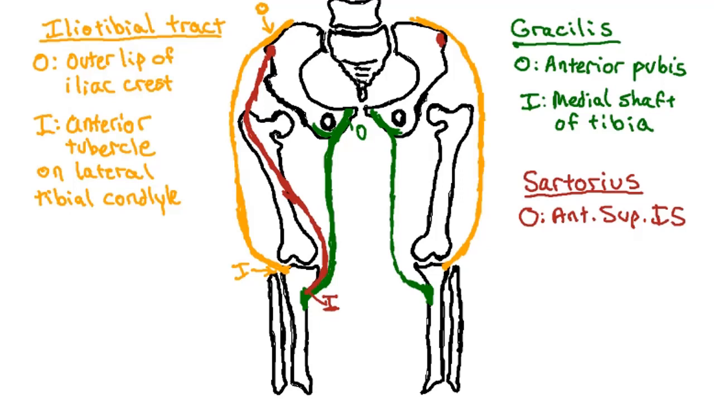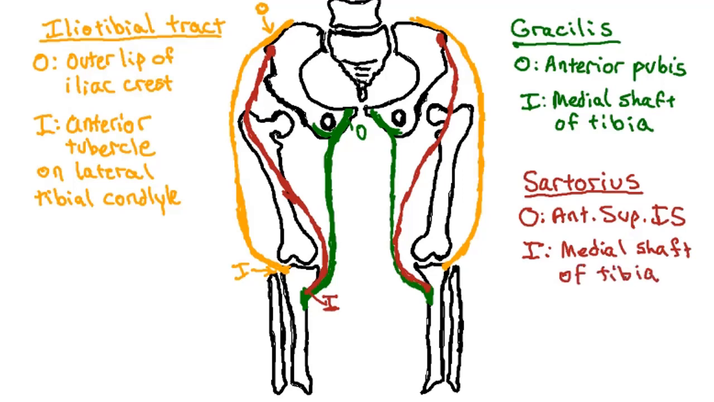So here it is over on the left side of the patient. The sartorius is going to come down and it's going to cross over diagonally, and it's going to make its way to the inside of the knee, inside of the leg, and it attaches right where the gracilis does, same place. The medial side of the tibial shaft. So the insertion point for the sartorius would be the medial shaft of the tibia.